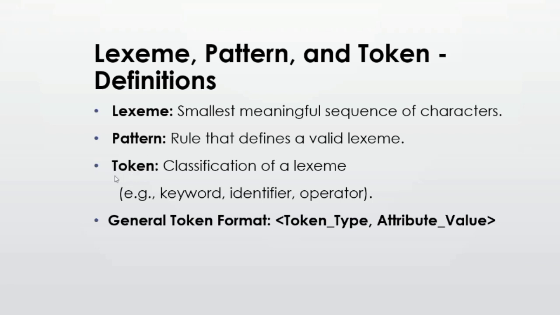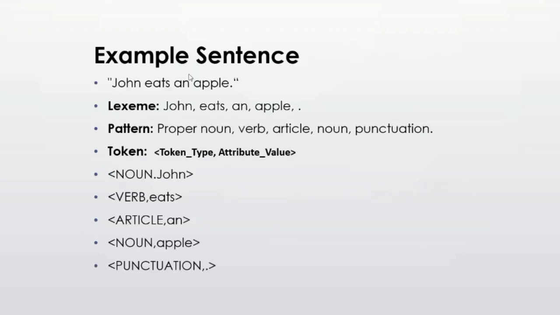And the last one, token: the type of word, like noun, verb. A token is a classification of lexemes based on a pattern. Generally, the token format is token type followed by attribute value, where token type is the category of the lexeme, such as keyword, identifier, operator. Attribute value is optional extra information about the lexeme, such as the actual value for a constant or a reference to a symbol table. Let's take this example.